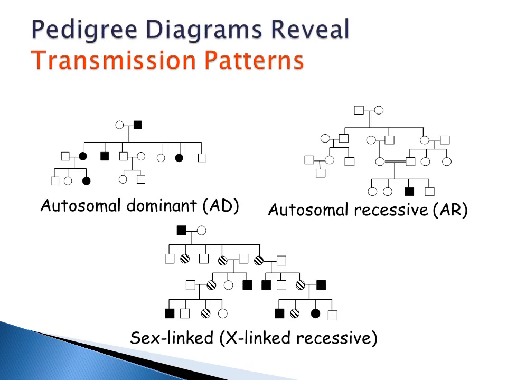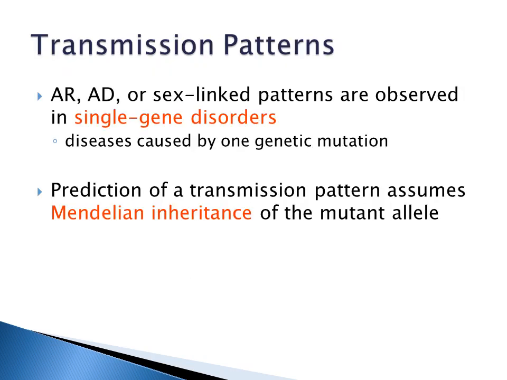Here's an example of an autosomal dominant pedigree, an autosomal recessive pedigree, and a sex-linked, in this instance an X-linked recessive disorder. So autosomal recessive, autosomal dominant, or sex-linked patterns are observed in single gene disorders, and these are diseases that are caused by one genetic mutation.